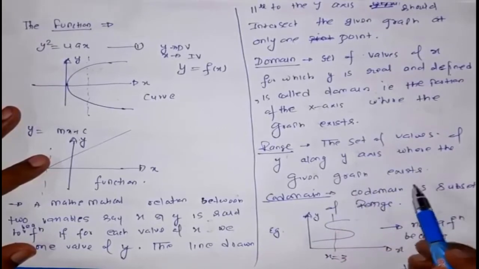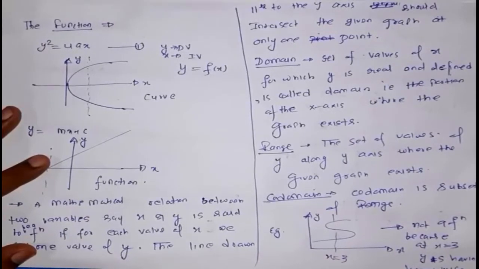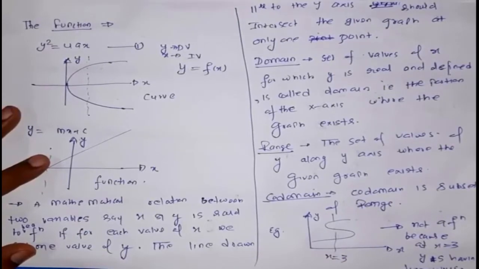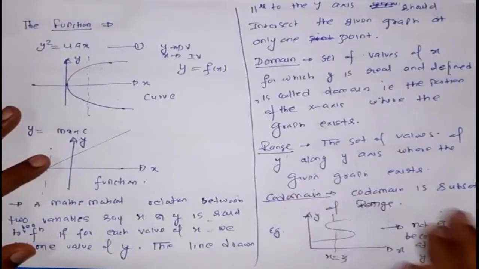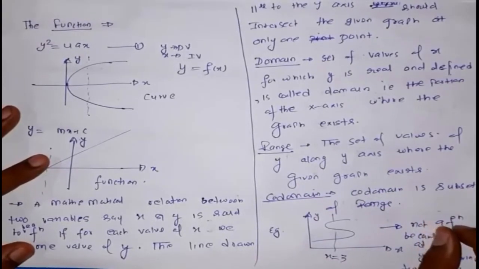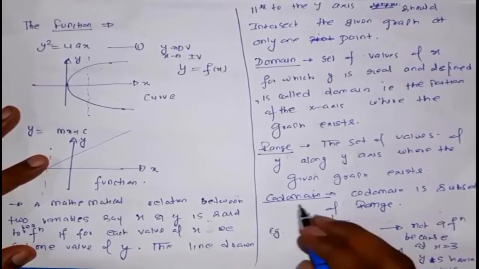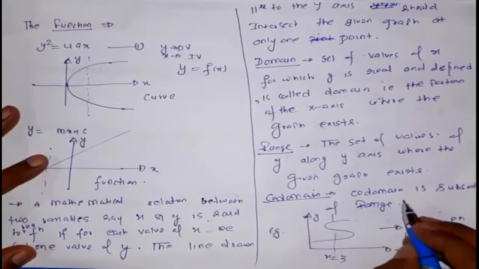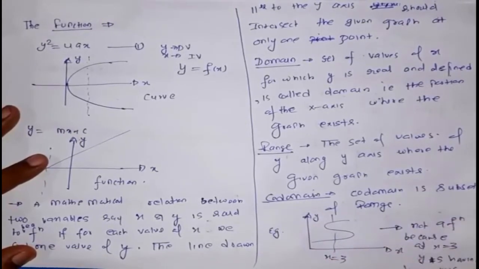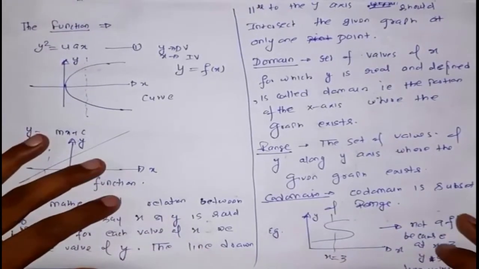We will learn how to draw the graph of any function. The definition of the range: the set of values of y along the y-axis where the given graph exists. If we know the graph of any function, then for the whole domain of x, the portion along the y-axis where the graph exists will be called the range of that function. We will see in the next page the domain and range of a function. One definition is also remaining, that is codomain. Codomain is nothing but the subset of the range. We will see later.